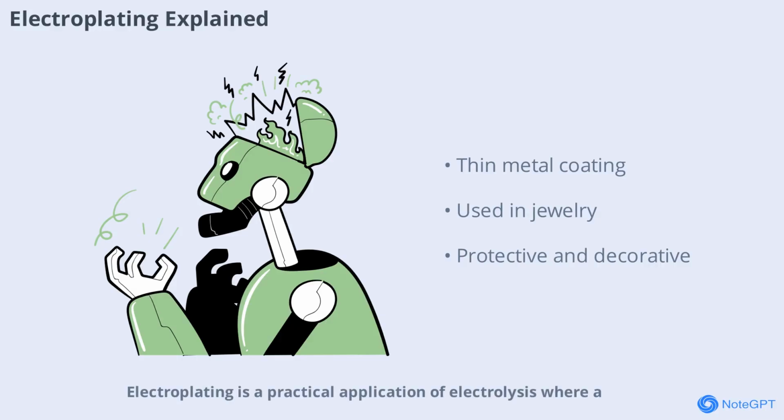Electroplating is a practical application of electrolysis, where a thin layer of metal is deposited onto another object. For example, silver plating involves using a silver anode and the object to be plated as the cathode.